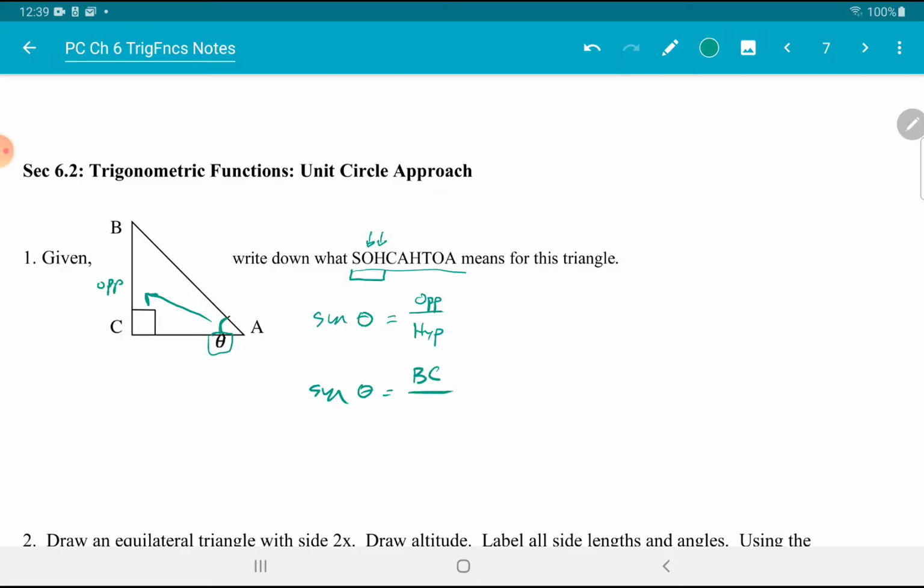If you take a look at that, the hypotenuse in a right triangle is always going to be directly opposite the right angle, and so therefore that would be side BA. So sine of theta is equal to BC over BA.